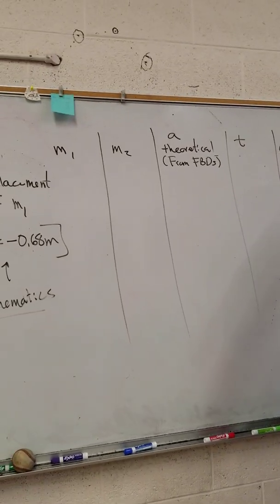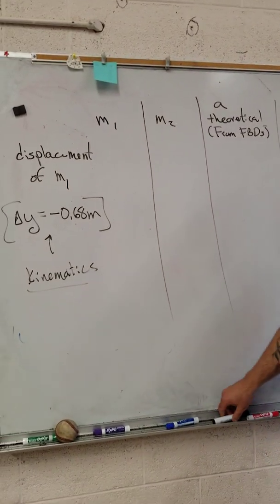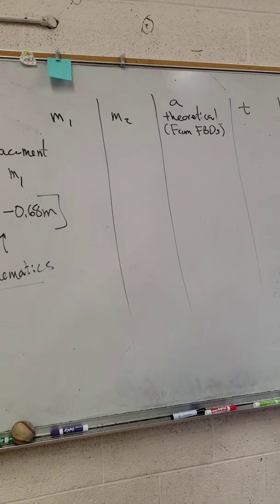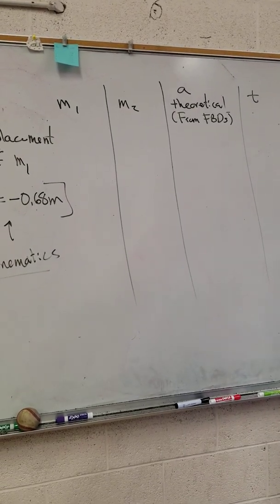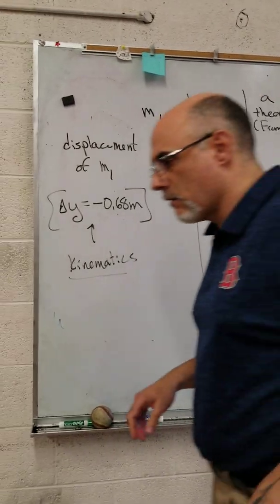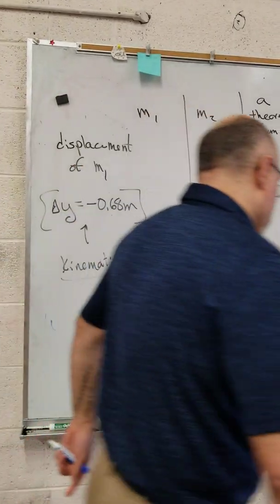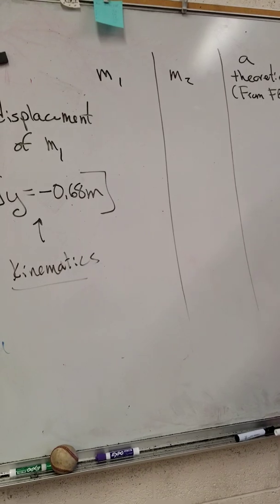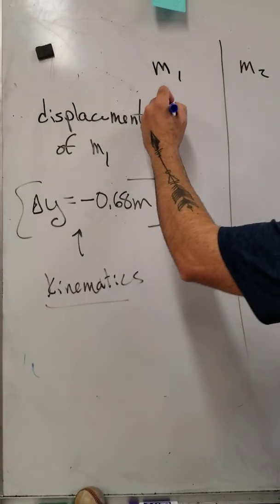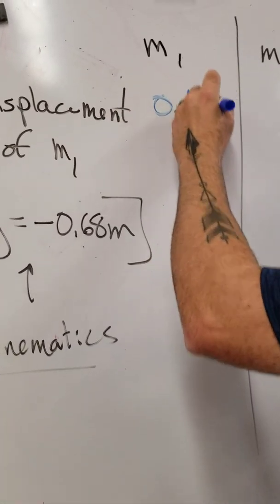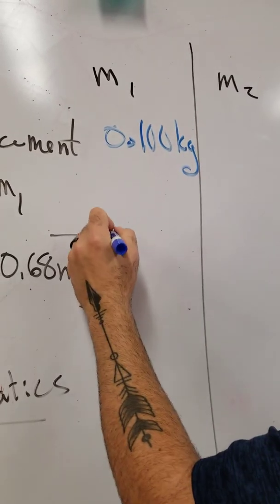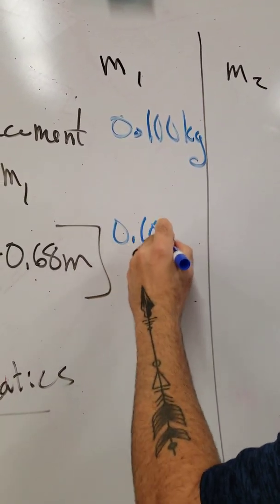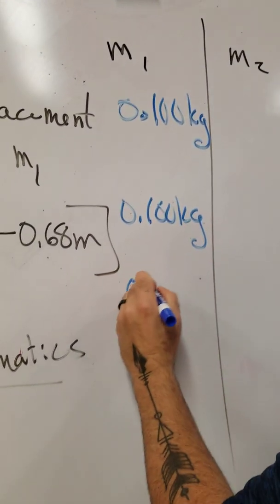The other thing we need to know about this data table is that M1 is always going to be the same for every trial. We are going to do 1, 2, 3, 4 trials. For every trial, the hanging mass will always be the same. It's going to be 100 grams, or 0.100 kilograms. So we're going to do 4 trials.